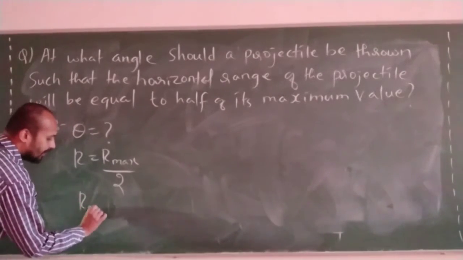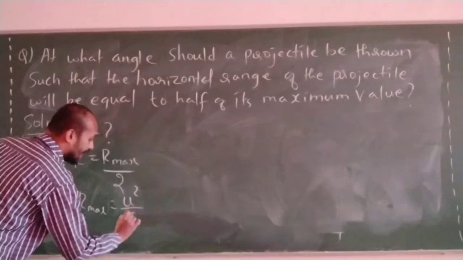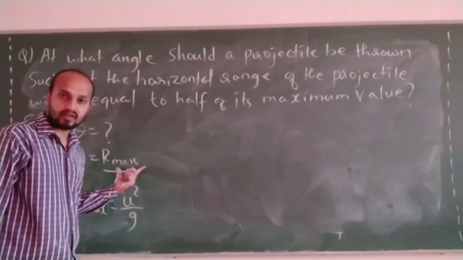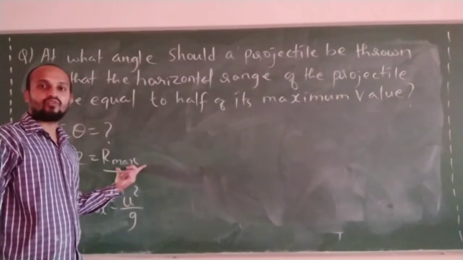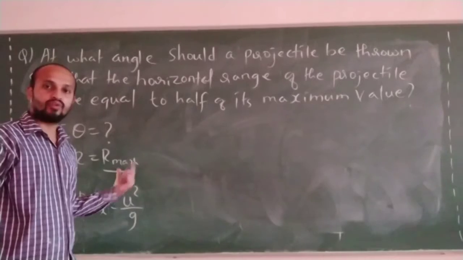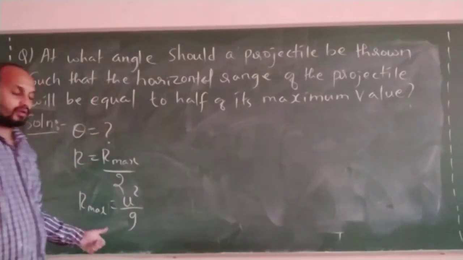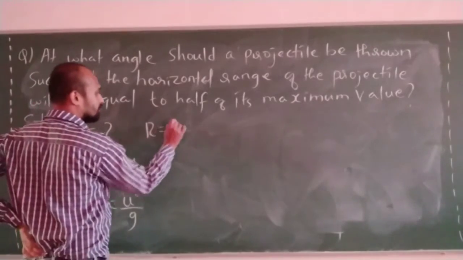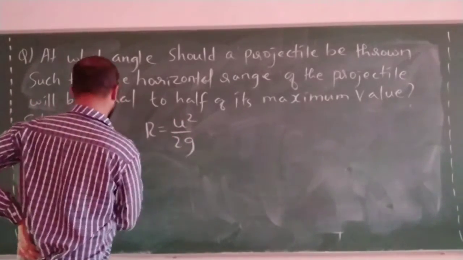R max is given by U square by G. How can you say? R max is when theta is equal to 45 degree. When theta is equal to 45 degree, U square sin 2 theta by G will become U square by G. We have solved. R max will become U square by G. So R will become U square by 2G.